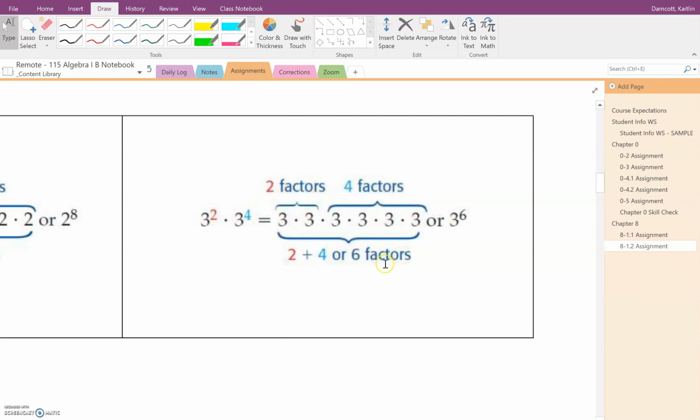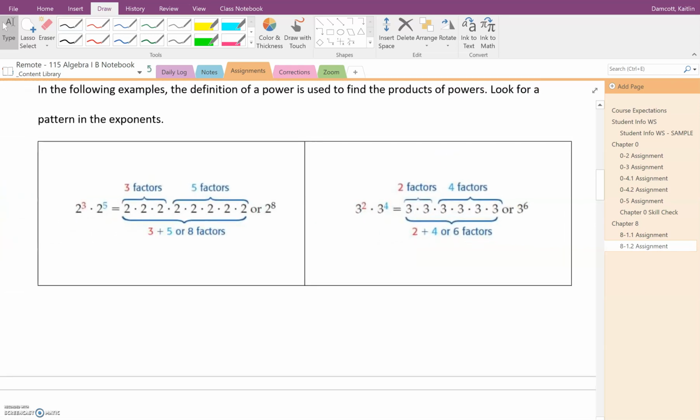What I'm hoping that you are noticing as you look at these 2 examples, in order to come up with this 8 or this 6, the exponent at the end, if they have the same base, in this case they both had 2's for the bases, all you're going to do is take your exponents and add them together. So we did the 3 plus the 5 is 8, and we kept the base the same. The 2 plus the 4 gave us the 6, and we keep the base the same.